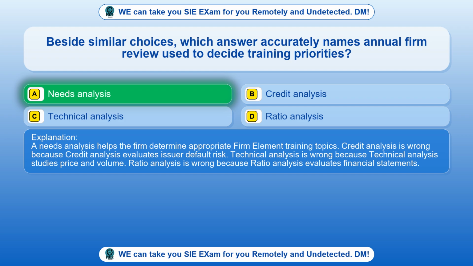Credit analysis is wrong because credit analysis evaluates issuer default risk. Technical analysis is wrong because technical analysis studies price and volume. Ratio analysis is wrong because ratio analysis evaluates financial statements.